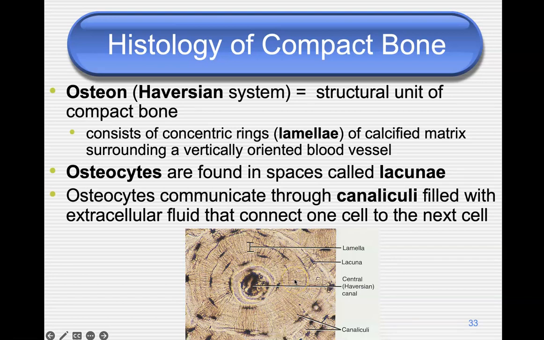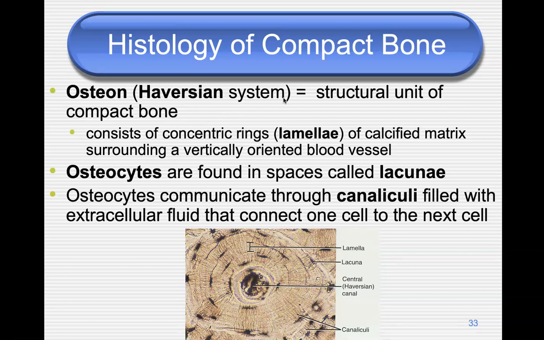Okay, so we're back and we're going to start with the histology of compact bone. And hopefully this is a review from lab. You've already had this in lab. But remember that the osteon is going to be the structural unit, the building unit of compact bone. And it's also called the Haversian system because it was first discovered by the British physician Clopton Havers.